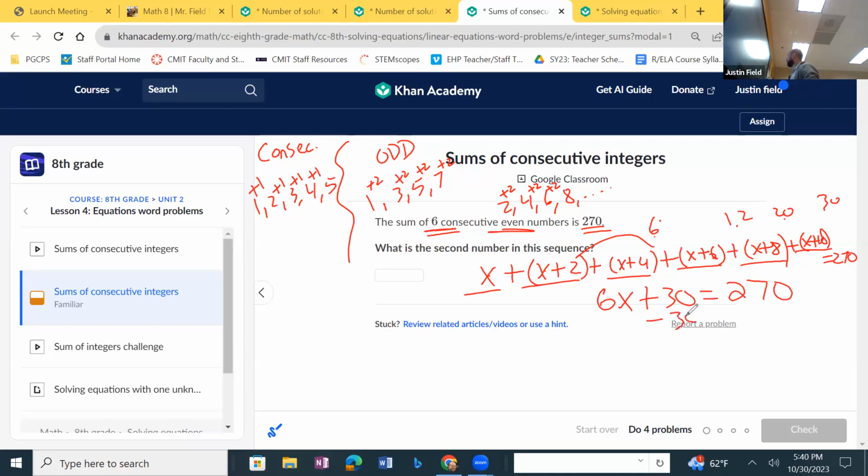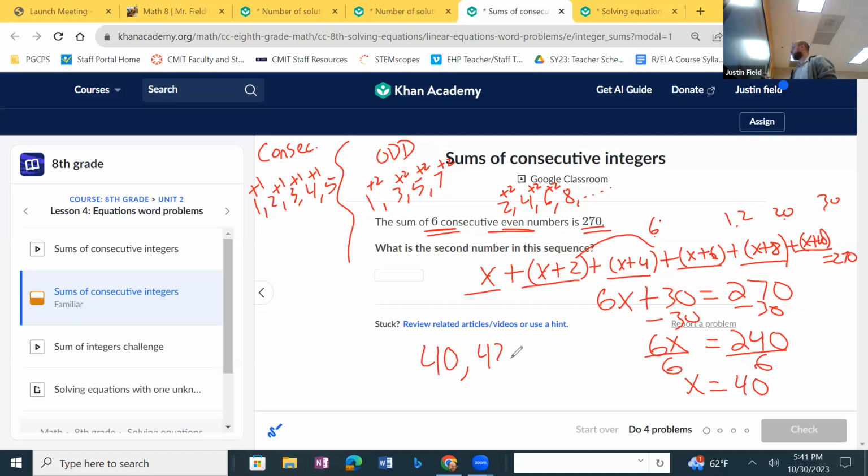Now let's subtract 30 from both sides. 240 equals 6x. Divide. x equals 40. Is that right? So that means the first number in the series is 40. The second number would be 42 because these are even numbers. 44, 46, 48, and 50.